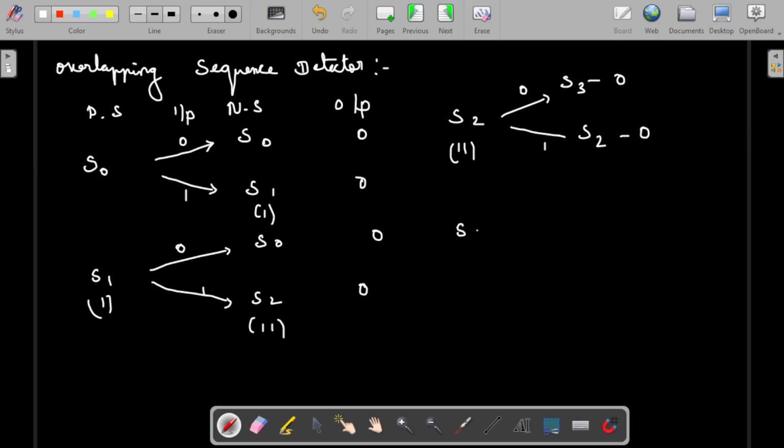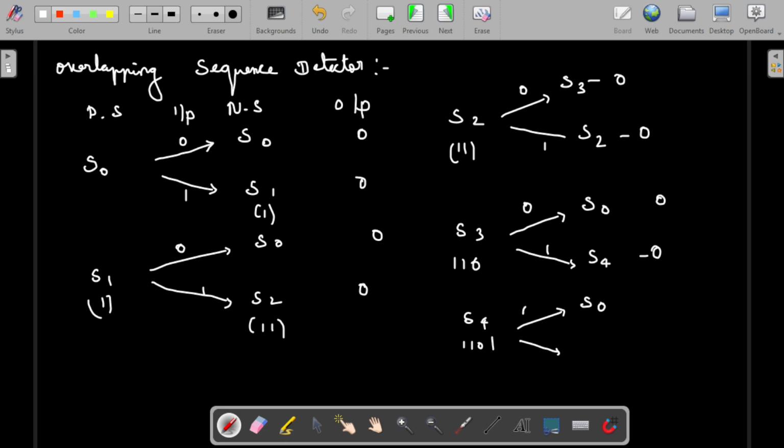So here S3 is nothing but 1 1 0. When input is 0, the sequence will be broken, so it will go to S0 and output will be 0. When input is 1, it will go to the next state, that is S4, and output will be 0. In the S4 state, we have 1 1 0 1. The simple thing is that if the input is 0, it will go to S2.